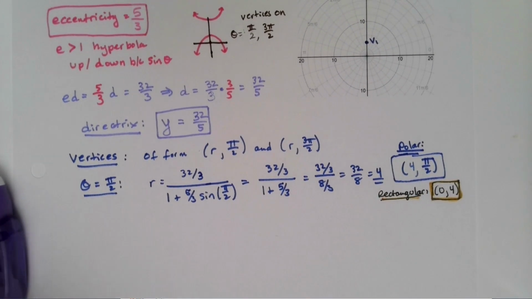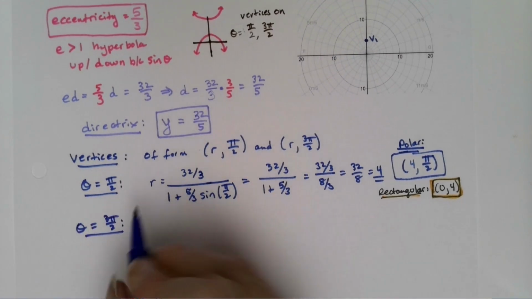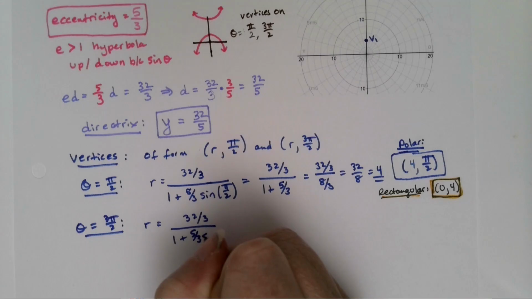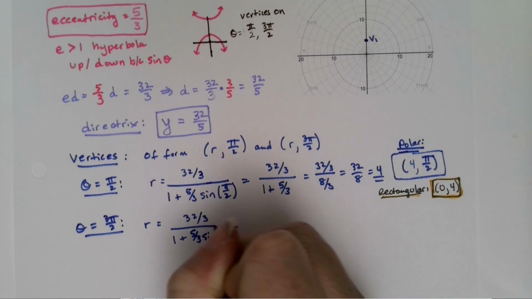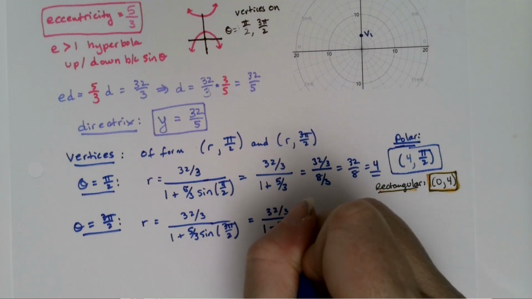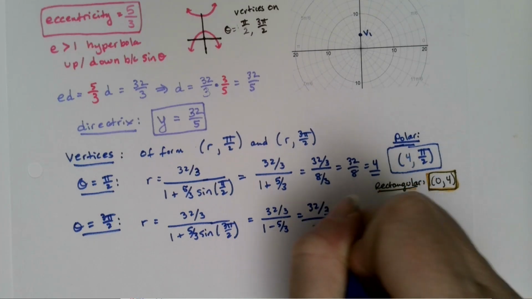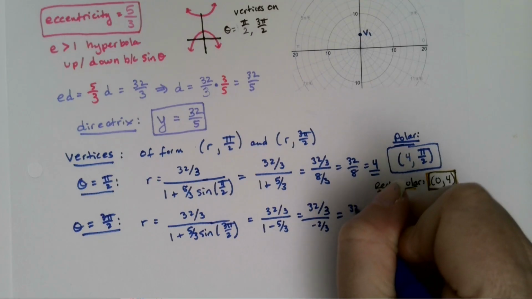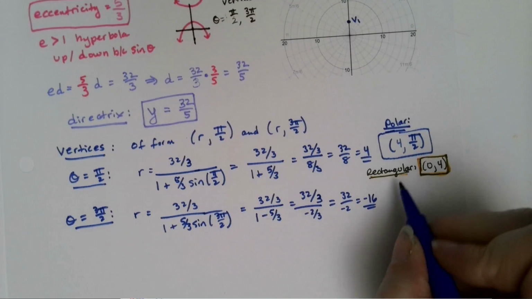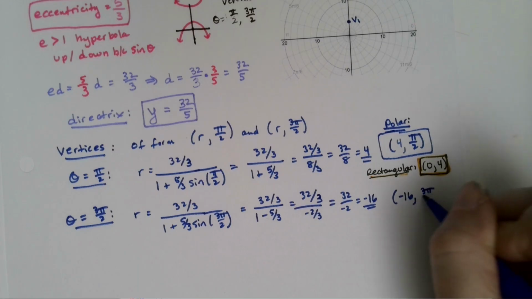All right, now let's do it again with theta equals 3 pi over 2. R equals 32 over 3 over 1 plus 5/3 sine of 3 pi over 2. Sine of 3 pi over 2 is negative 1. So this is 32 over 3 over 1 minus 5/3, which is 32 over 3 over negative 2/3, which is 32 over negative 2, which is negative 16. So that means my other polar vertex is negative 16, 3 pi over 2.